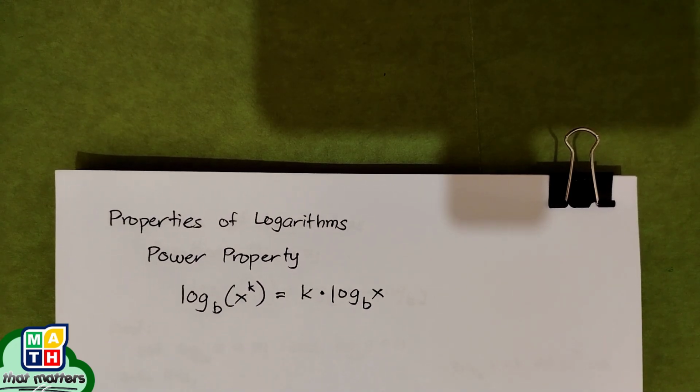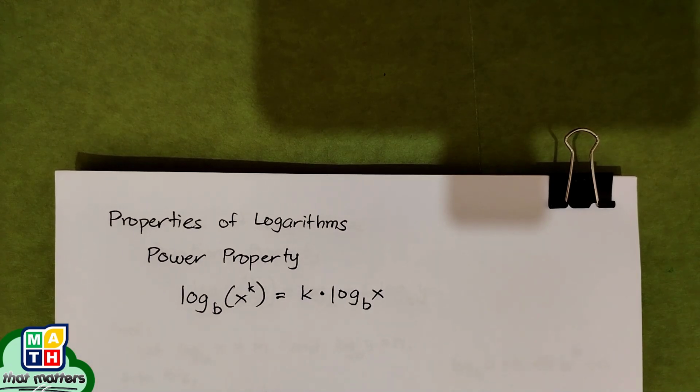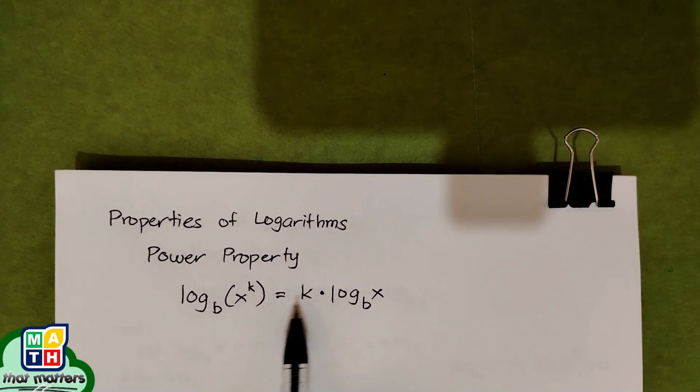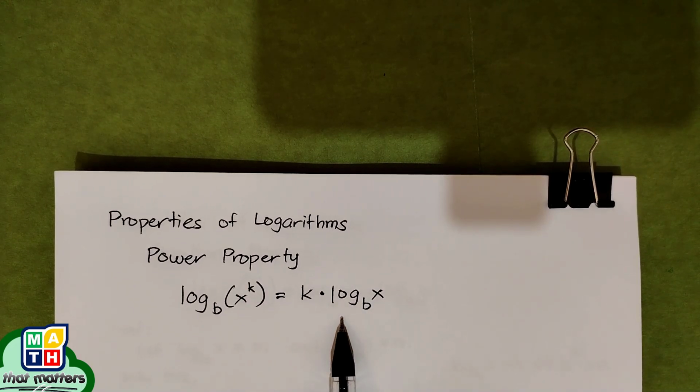Let's prove this property of logarithm we call the power property. This tells us that if we have a logarithm of an exponentiation with the base b, this is just equal to taking out that exponent as a coefficient of the logarithm of x to the base b.